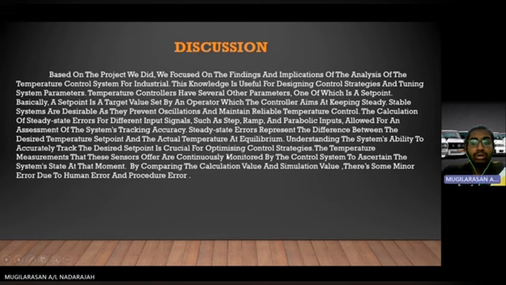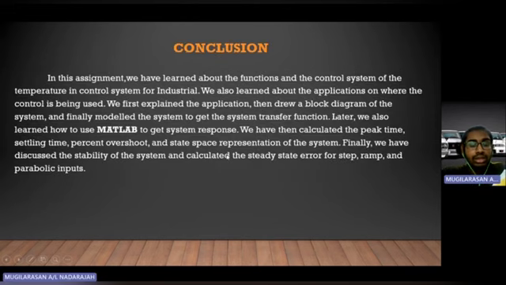Now we're going to see the conclusion. In this assignment, we have learned about the function and the control system of the temperature system for industrial use. We also learned about the applications where the control is being used. We first explained the application, then drew a block diagram of the system, and finally modeled the system to get the system transfer function. Later, we also learned how to use MATLAB to get system response.